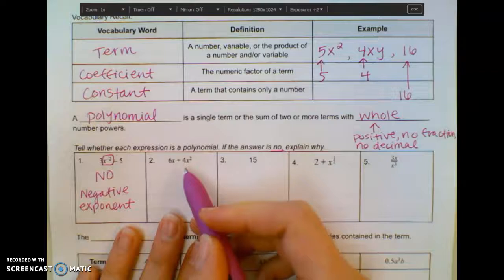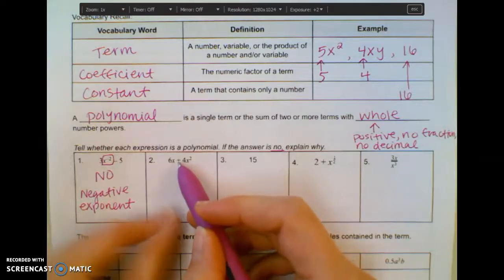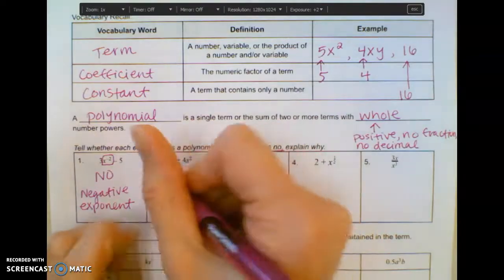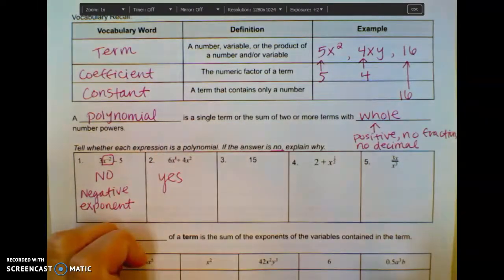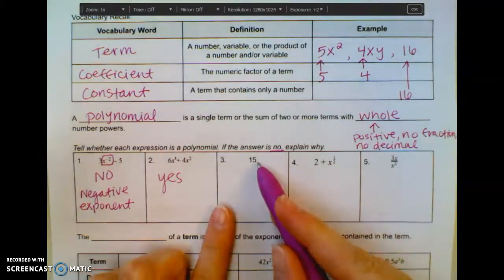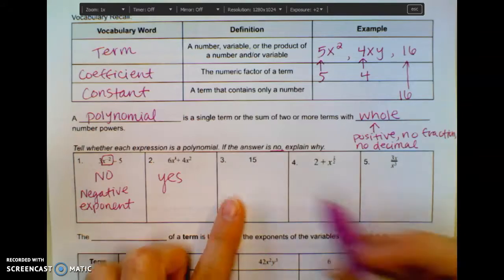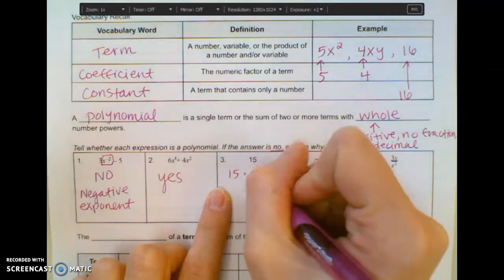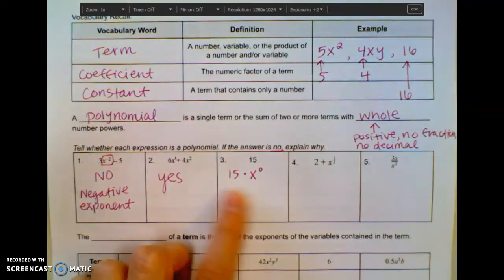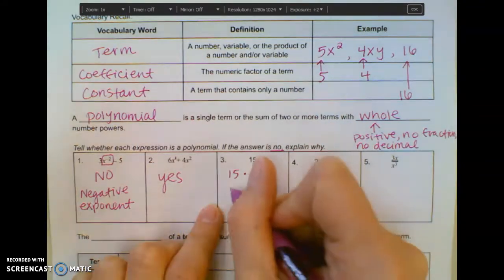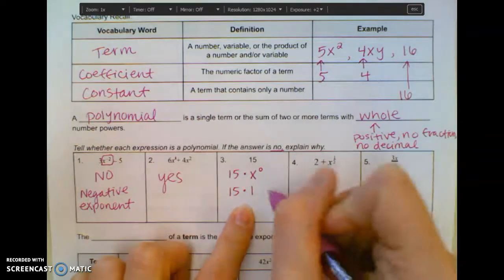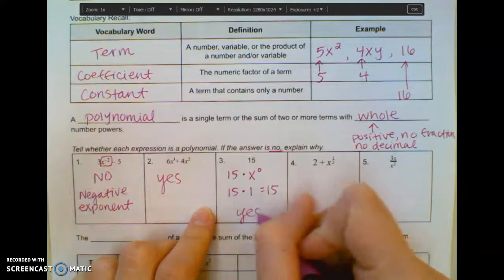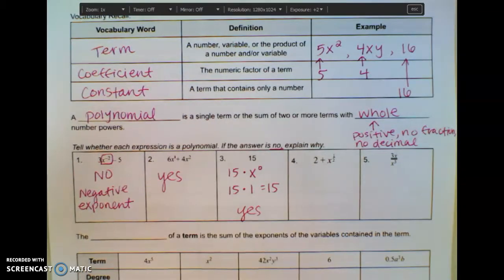Next one, number 2, we have 6x plus 4x squared. I see x to the first power, that's a whole number power. X squared is a whole number power. So yes, that is a polynomial. Number 3, 15. I don't see an exponent at all. But we know that 15 is the same as having 15 times x to the 0. Because what does x to the 0 equal? X to the 0 equals 1. So 15 times 1 is just 15. So actually, yes, just having a constant is a polynomial.